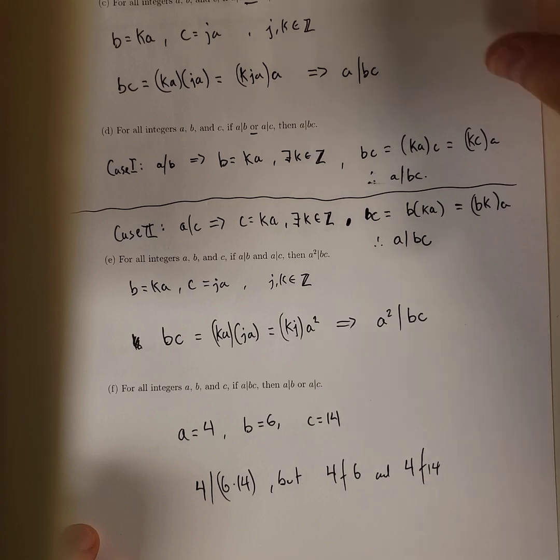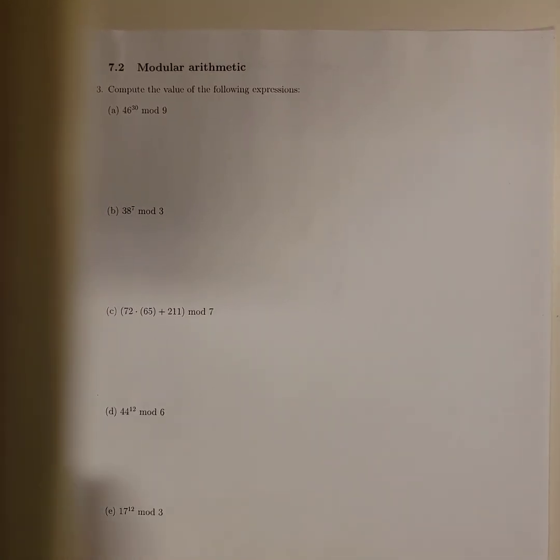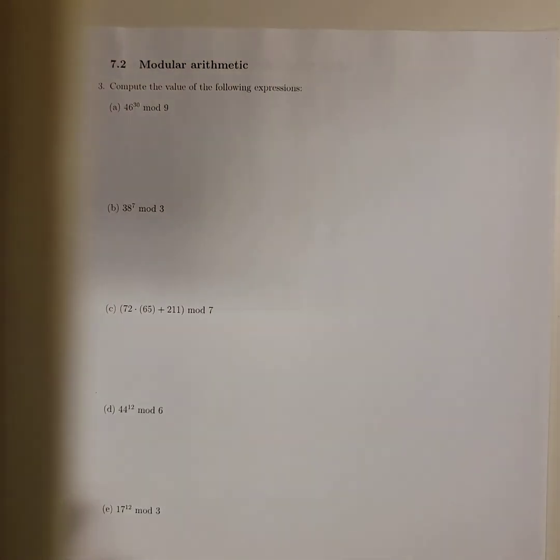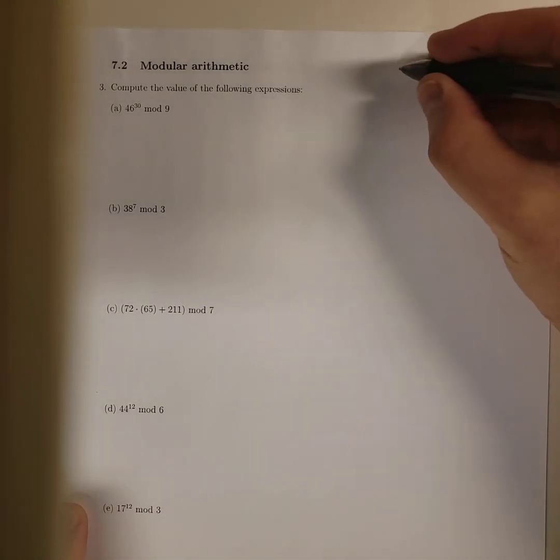Okay. I think we'll continue on, just get both sections done in one video. Here we get to do some more modular arithmetic. This time, we're not going to do 46 to the 30 and then divide it by 9. That would take forever. We're going to use some properties of modular arithmetic.